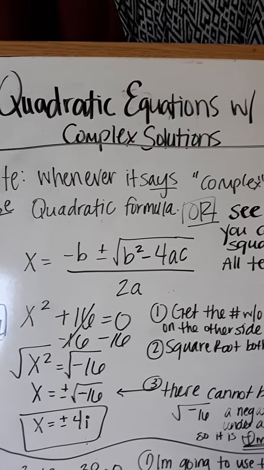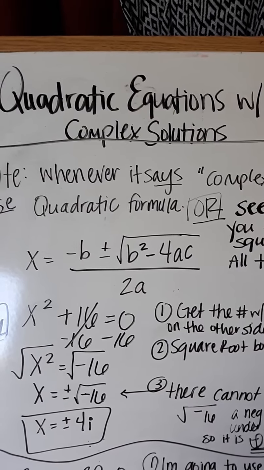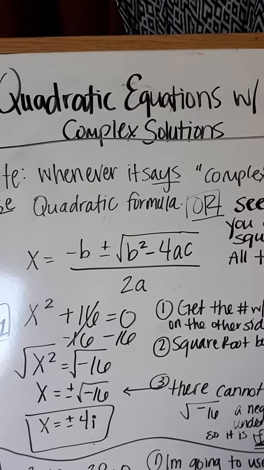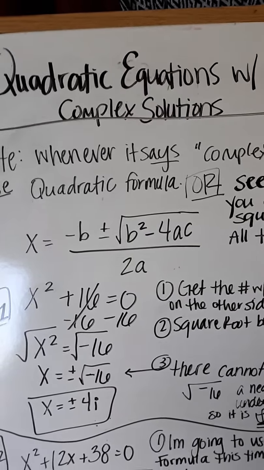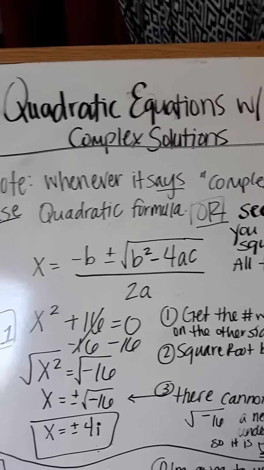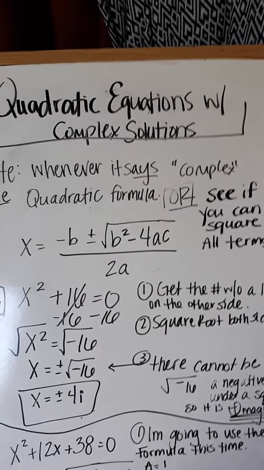Quadratic equations with complex solutions. So complex solutions means that there might be an imaginary number. Whenever it says complex, you have two different options.